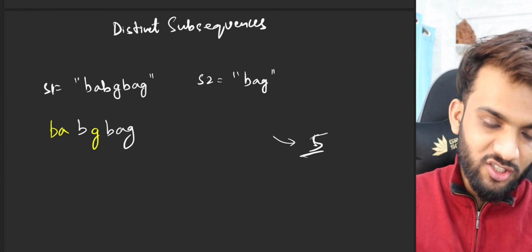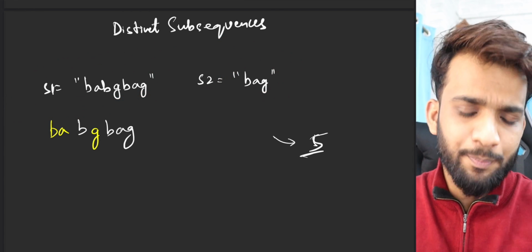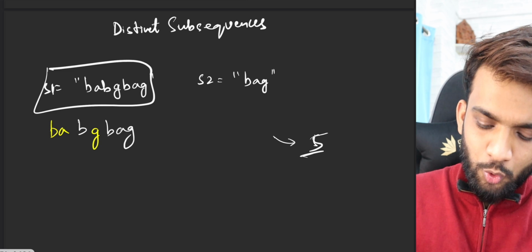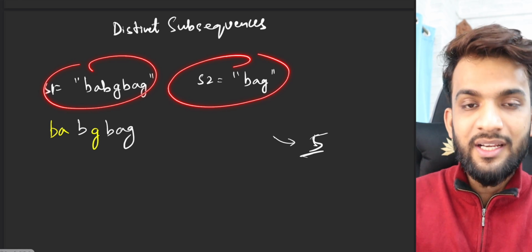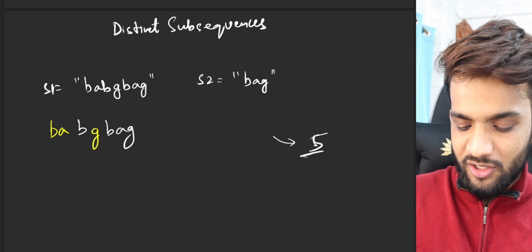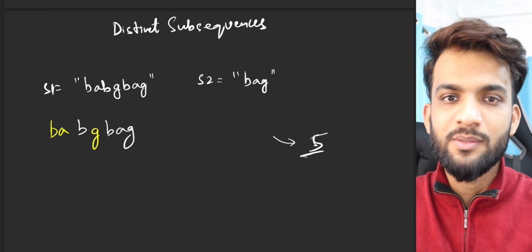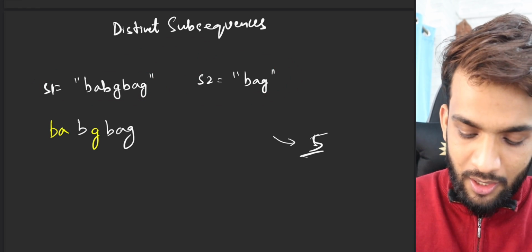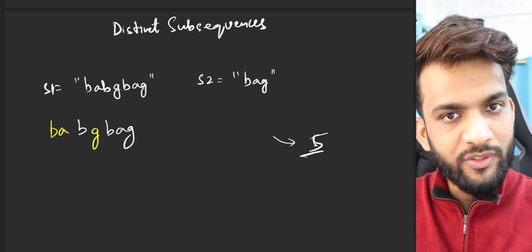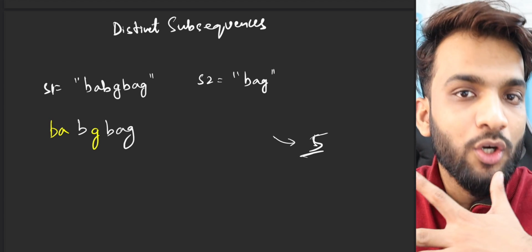You can call it S1. The question is very simple. Given two strings, tell me the number of times the string 2 appears in string 1. That is a very simple question given to you. And how do you solve this? Obviously, we have to apply something like recursion.